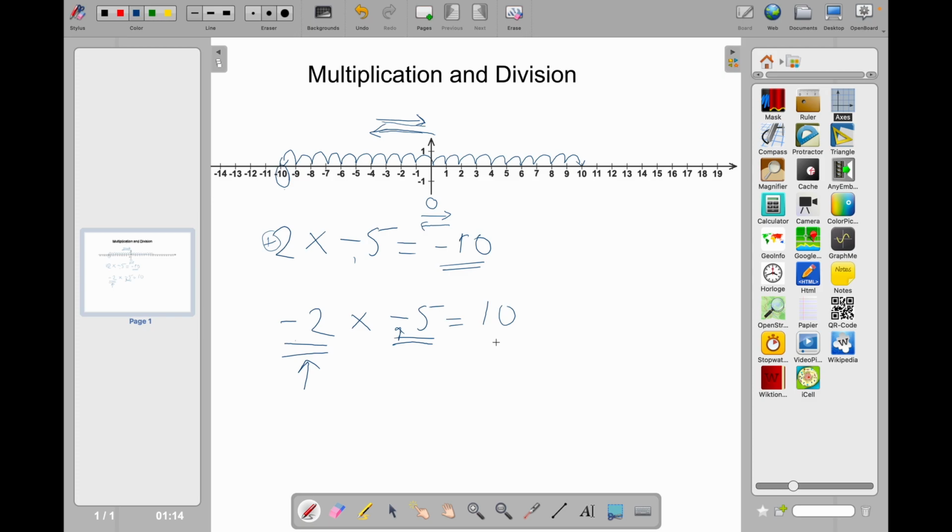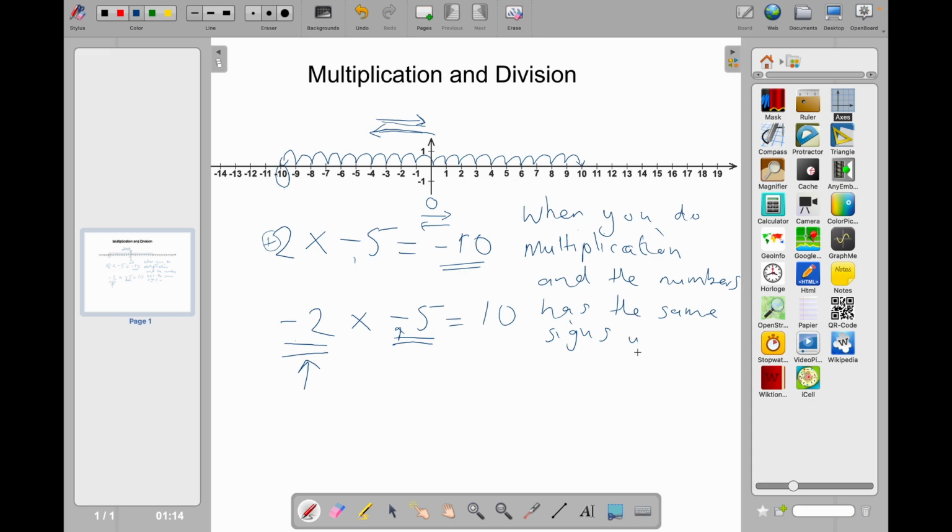What are we trying to say here? What we're trying to say is when you do multiplication and the numbers have the same signs, your answer will be positive.